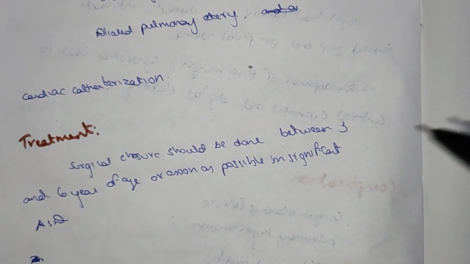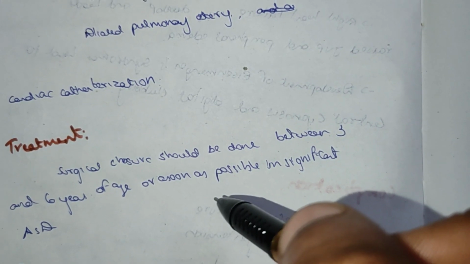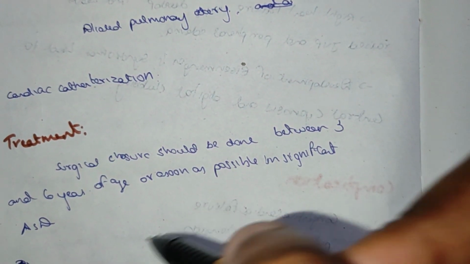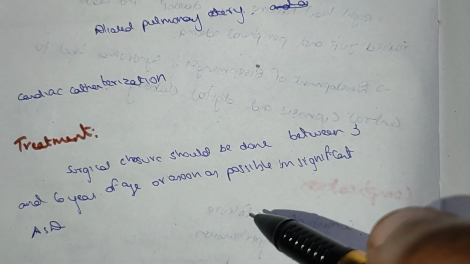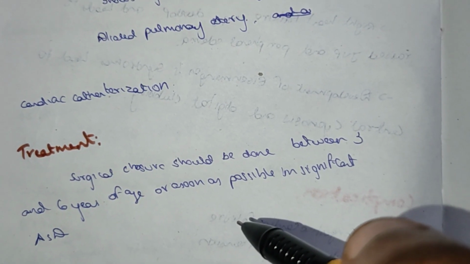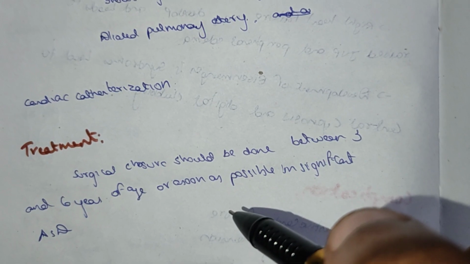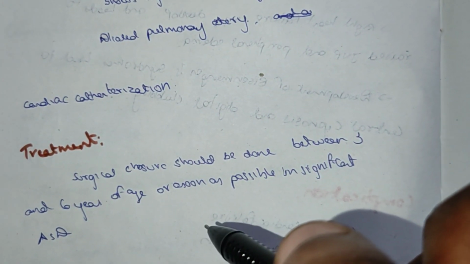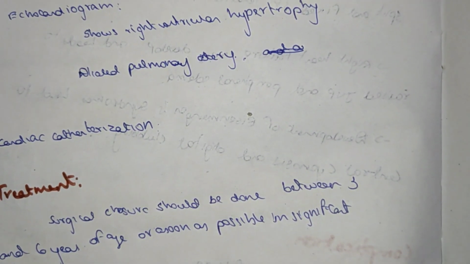Treatment. Surgical closure should be done between 3 to 6 years of age, or as soon as possible in significant ASD, or it may develop into complications such as pulmonary hypertension in the third decade, which makes it too hard. So we should do the surgery at 3 to 6 years of age. That's all about atrial septal defect.